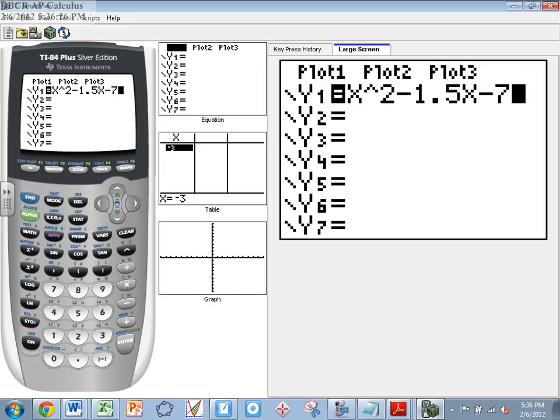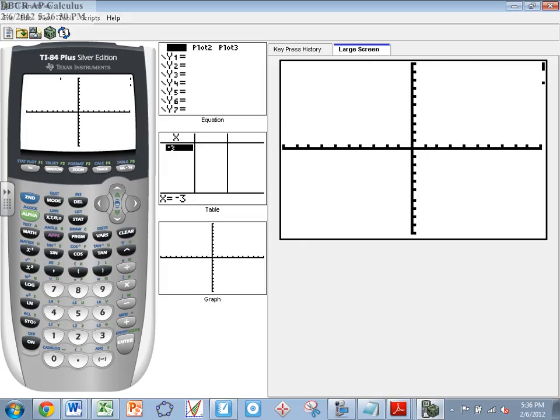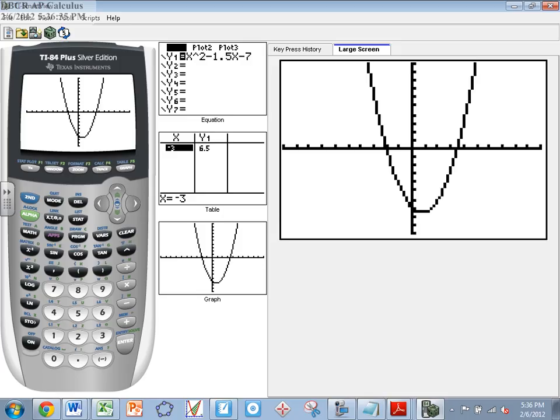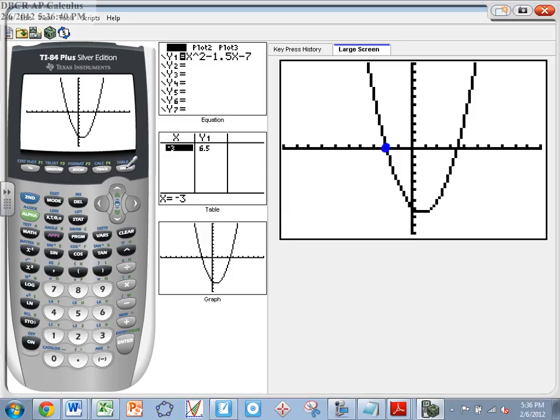Now, once I've plotted that, I can simply start by just hitting graph. And what I'm going to notice here is that I have a pretty simple graph. Now, I want to figure out the roots or the solutions to the equation. The roots or the solutions are always where it crosses the x-axis. So clearly this one is between, let's say, 1, 2, 3, 4, somewhere between 3 and 4.